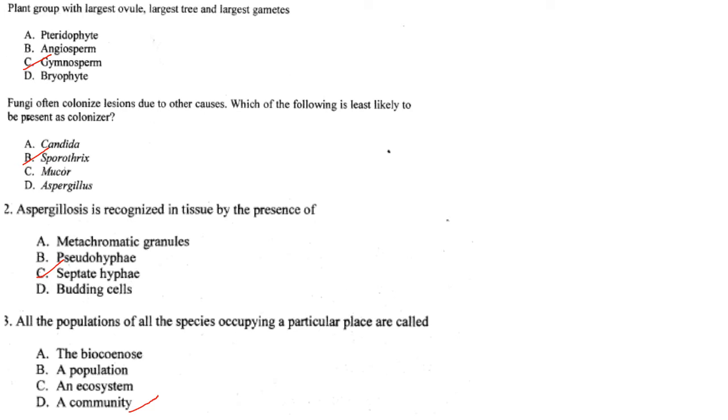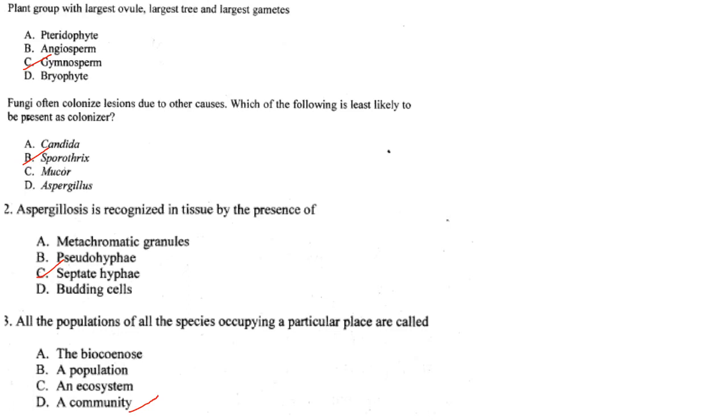Which of the following is a natural cytokinin? So zeaxanthin is a natural cytokinin. Answer is option A. Vascular cambium is an example of lateral meristem. Answer is option C. Then plant group with largest ovule, largest tree and largest gametes. So it is gymnosperm, that is the plant group with largest ovule, tree and gamete. Answer is option C. Fungi often colonize lesions due to other causes. Which of the following is least likely to be present as colonizer?